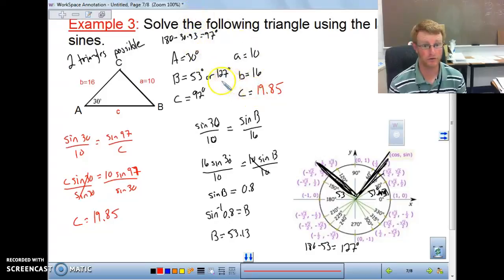Again, what I want you guys to do is I want you to do this one on your own. So now instead of it being 30, 53, 97, I want you to do 30, 127, figure out what this angle would be, and then see how the c changes. So do that on your own. I hope that makes sense.